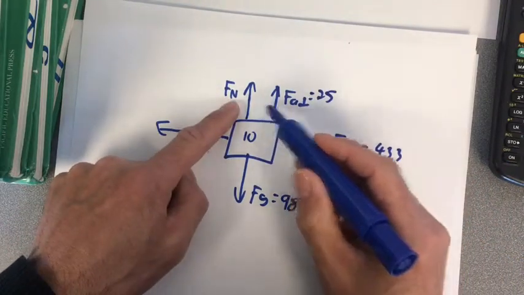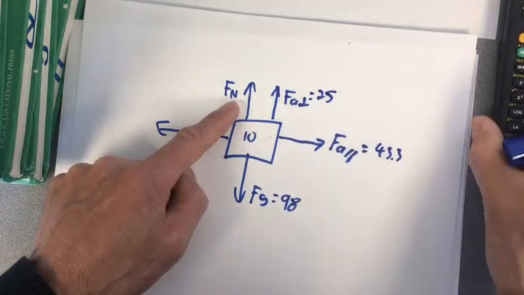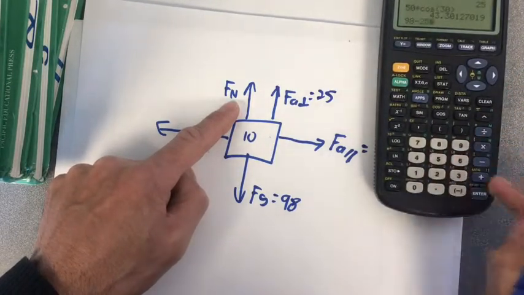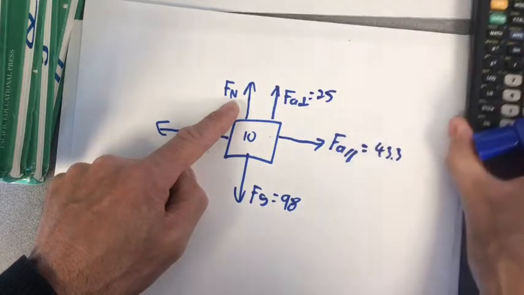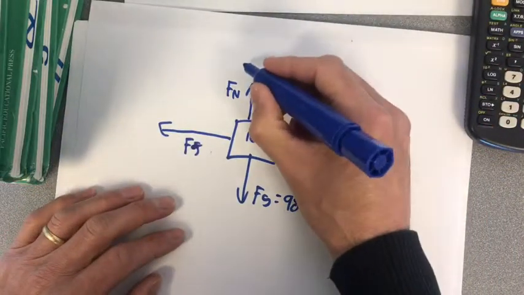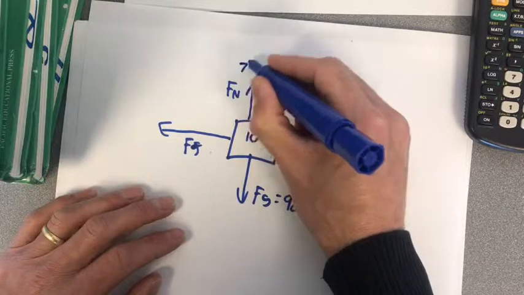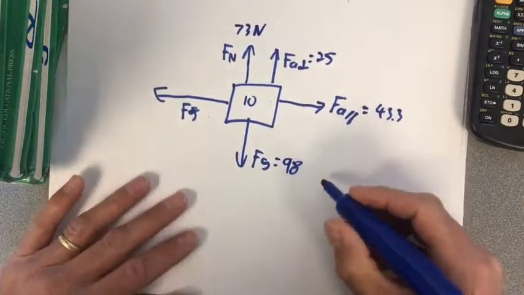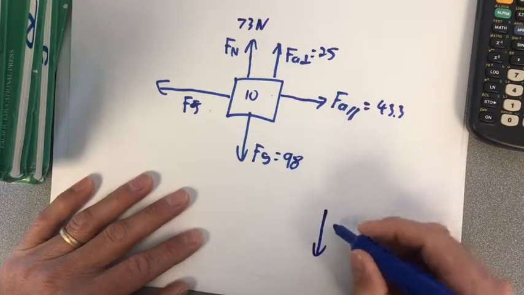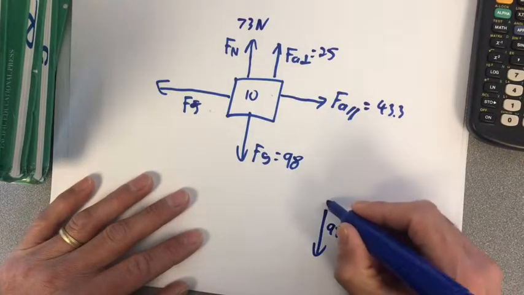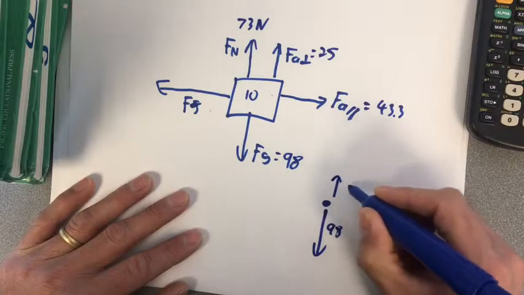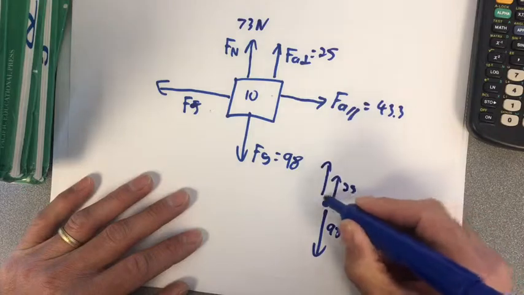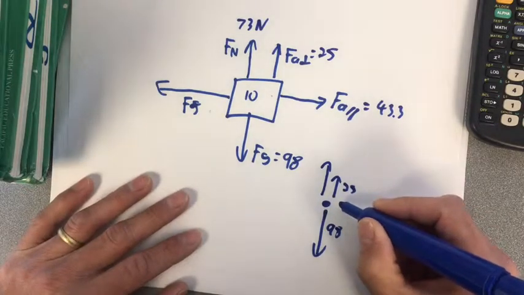Now my normal force plus 25 is equal to 98. So I'm going to take 98 and subtract 25. It's 73. So the normal force is 73 newtons. So to clarify how I did that, if we've got 98 down and we've got 25 up, how much more do we need up to counterbalance that?